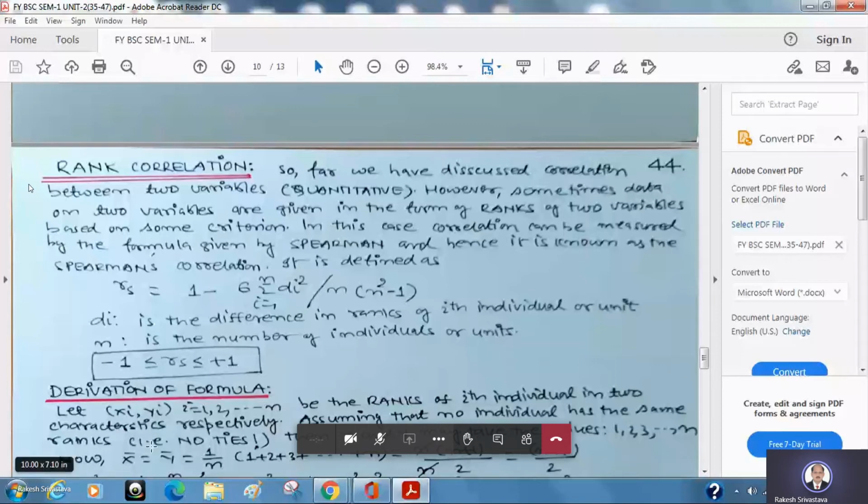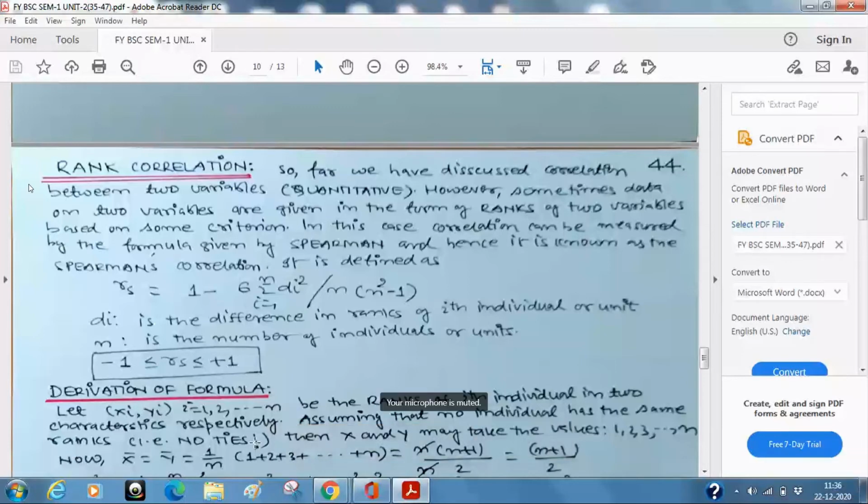So remember one thing. What is the message? The message is Spearman rank correlation can be used if and only if the ranks are different. Every unit has got a different rank. No two units have the same rank. That is the meaning of ties. So we have written here, assuming that no individual has the same rank. This is the whole story, for which I told you such a long story, right? That is, there are no ties.